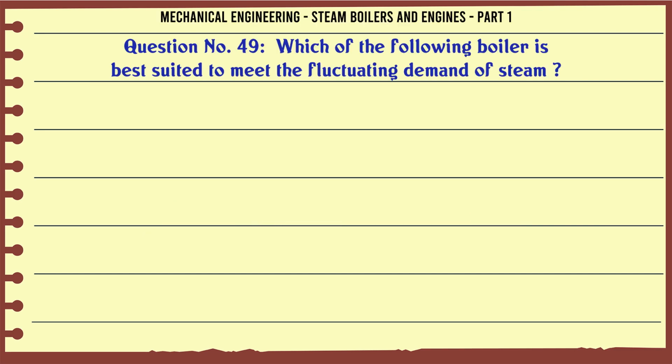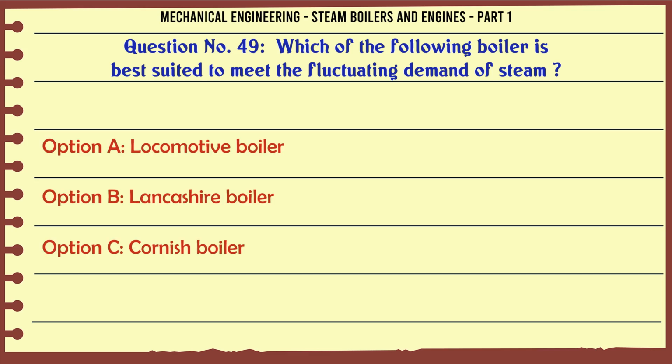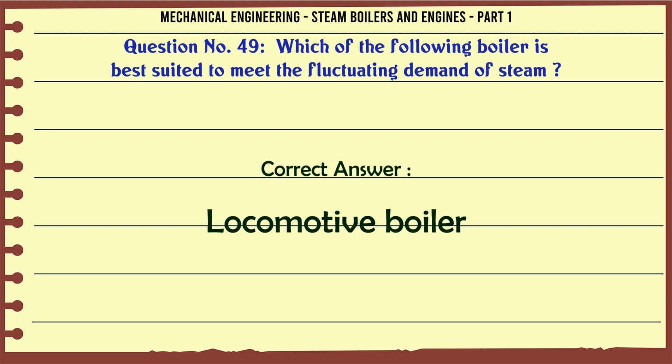Which of the following boilers is best suited to meet the fluctuating demand of steam? A. Locomotive boiler, B. Lancashire boiler, C. Cornish boiler, D. Babcock and Wilcox boiler. The correct answer is locomotive boiler.